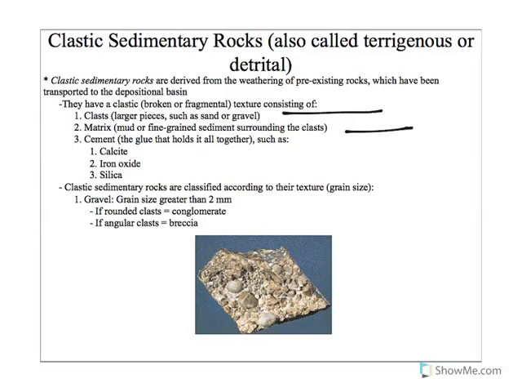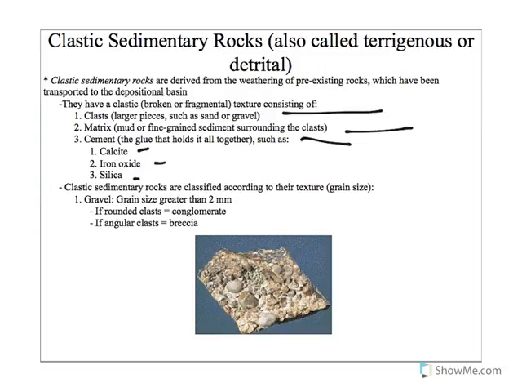Matrix, that's the fine grained material, which is usually mud that surrounds the big grains. And then cement, which is what you can't see. That's a chemical structure there that's holding it all together, acting like glue. The most common glues are calcite, iron, and silica.